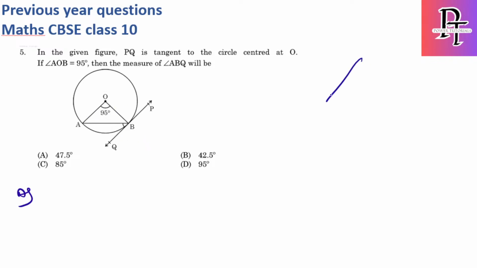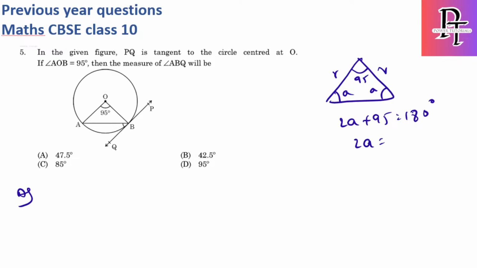So it is nothing but an isosceles triangle here. This is a radius, this is a radius. If two sides of a triangle are equal, then the opposite angles are equal. That is, this angle should be equal to this angle. This angle is clearly mentioned as 95 degrees. So let's suppose this is A, then 2A plus 95 is equal to 180, because the sum of all angles of a triangle is 180. 2A will be 180 minus 95, which is 85. So A will be 85 by 2. So this is 85 by 2.